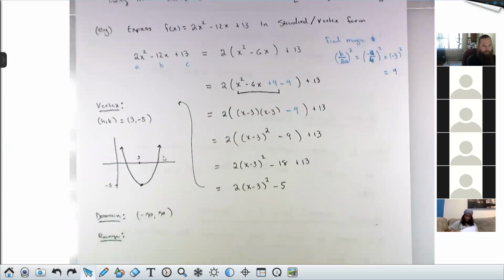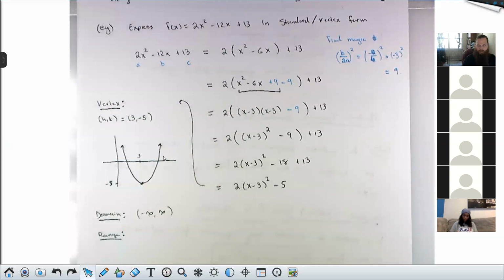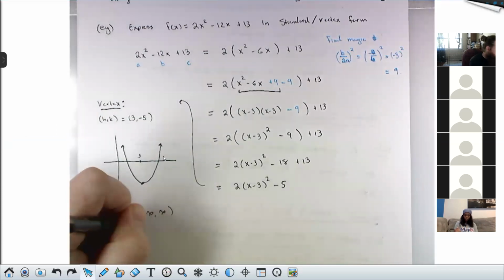Would it be negative bracket 5 or 2? Oh, sorry. There's more than one people who want to answer. Yeah, -5 to infinity. Very good. Yeah, and I heard you the first time. It's a bracket on the -5, right? So we do actually hit -5.